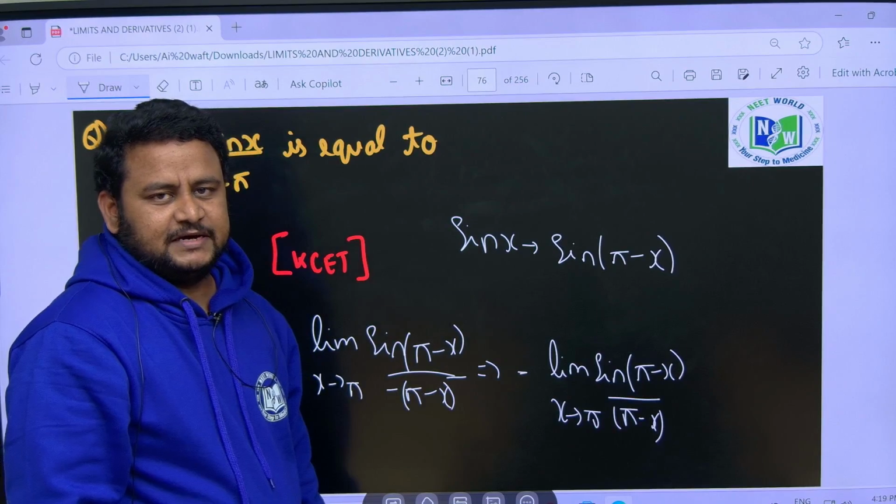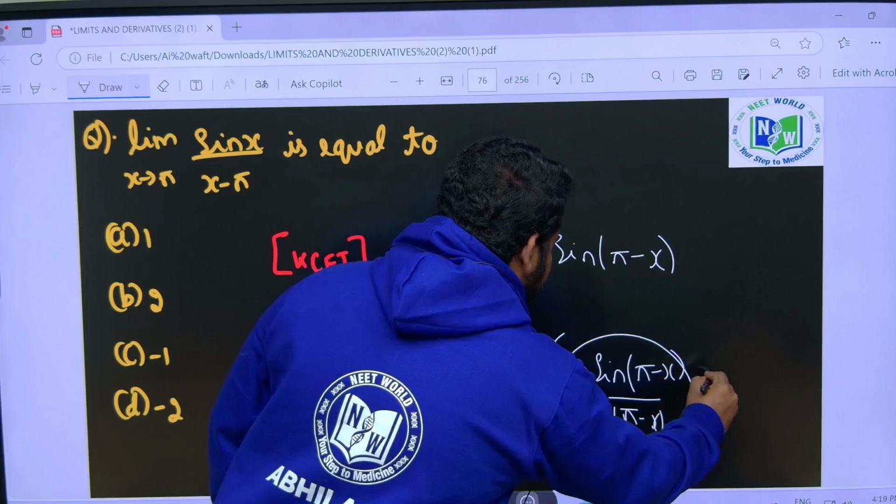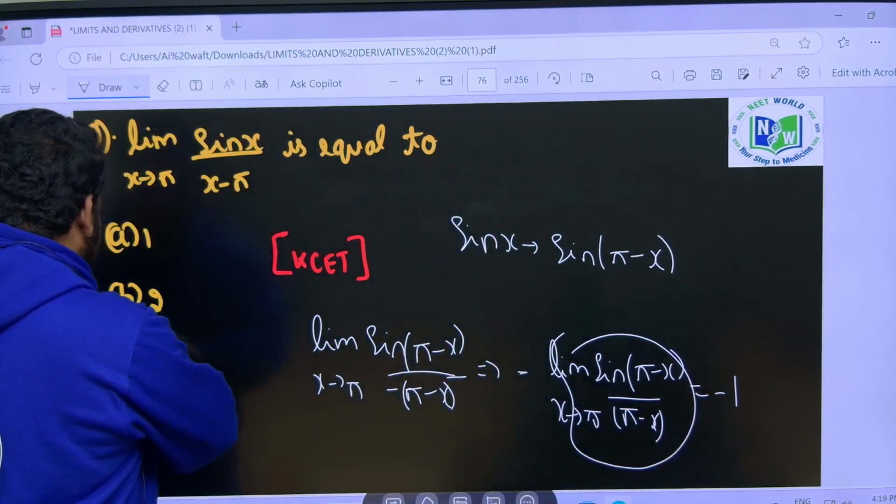Limit of sin x by x is equal to 1. So this entire value will be equal to what? Will be equal to 1. But here we have minus, so I'll write minus. So the correct answer to this question is option C.